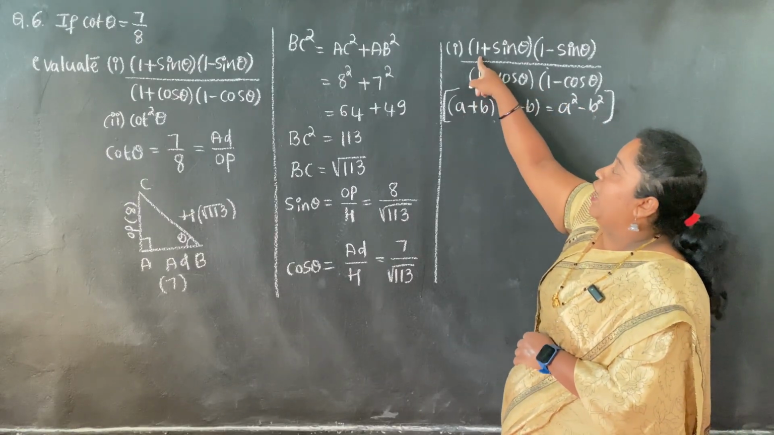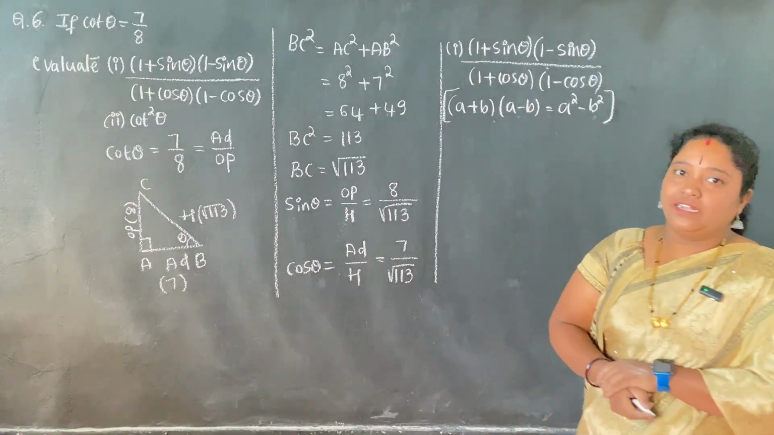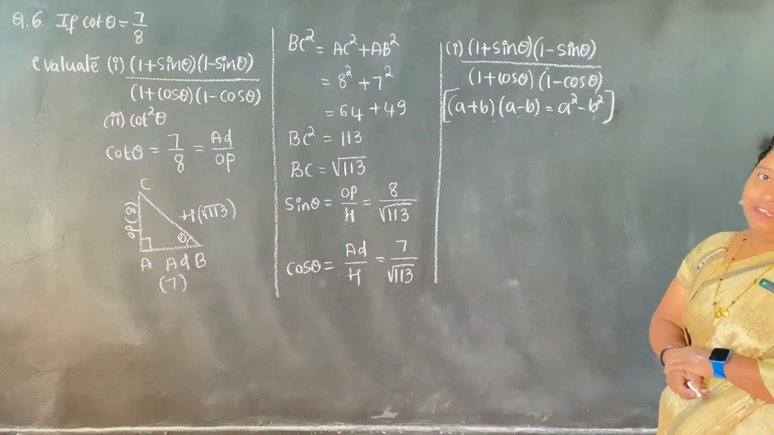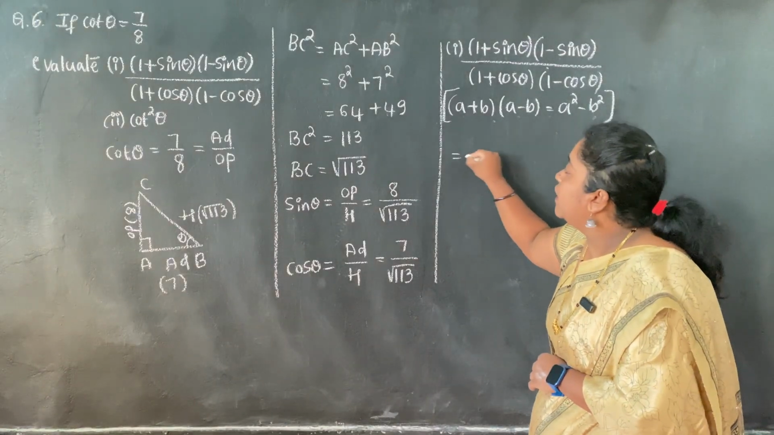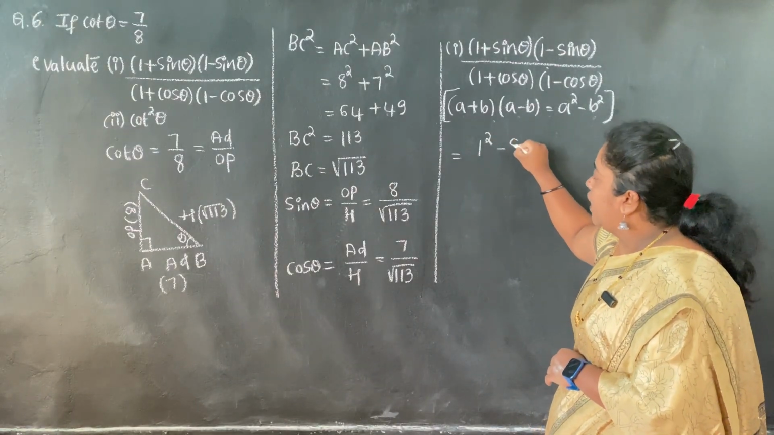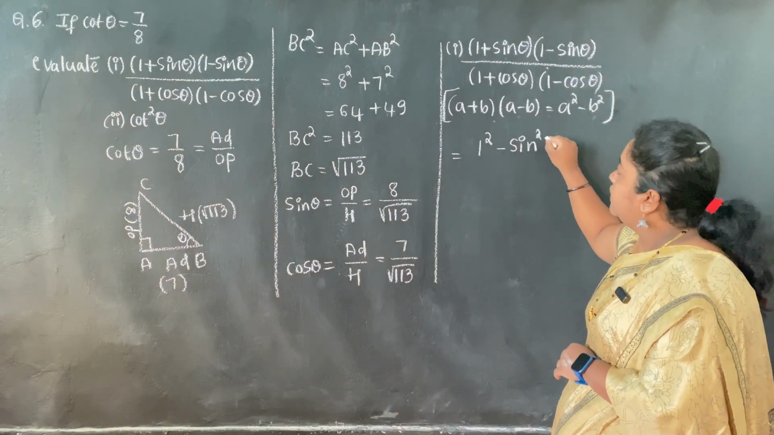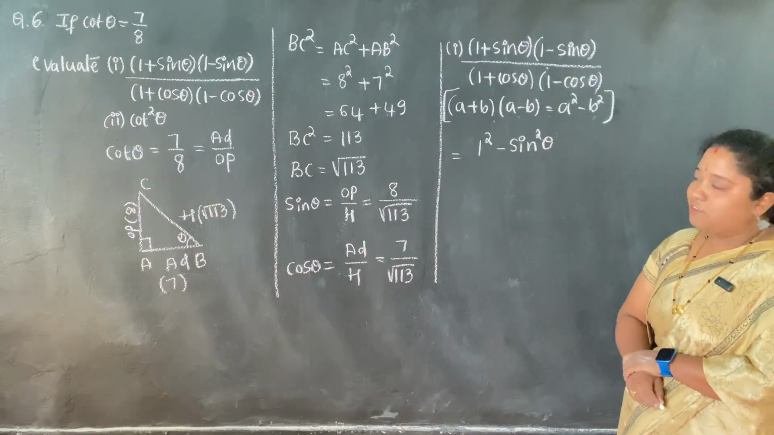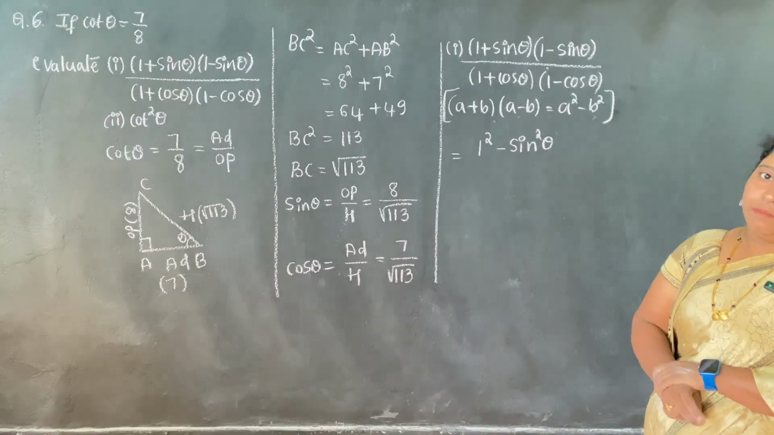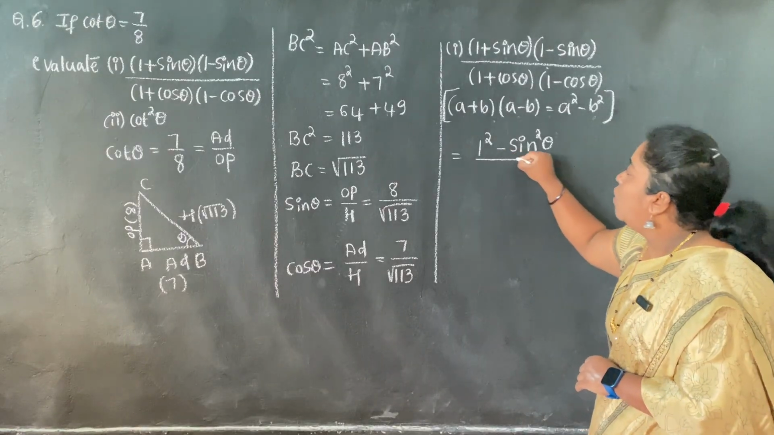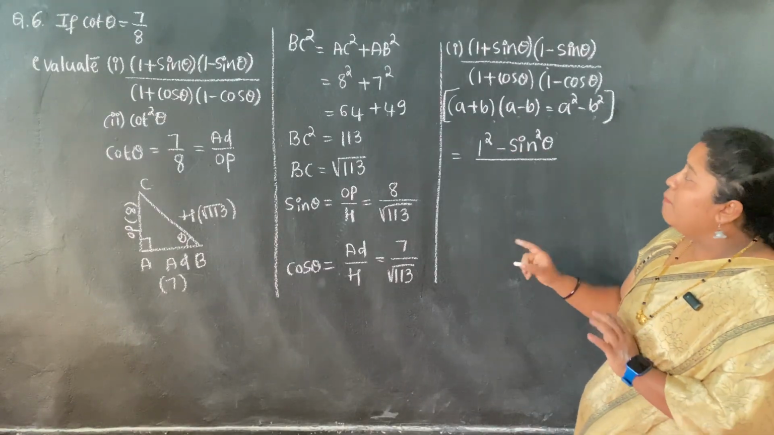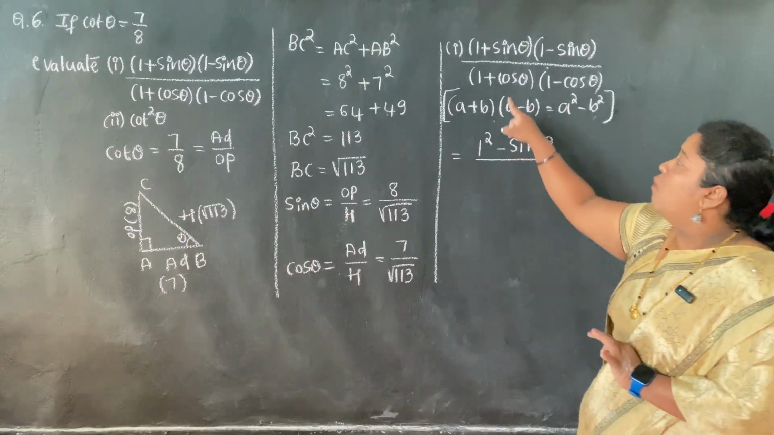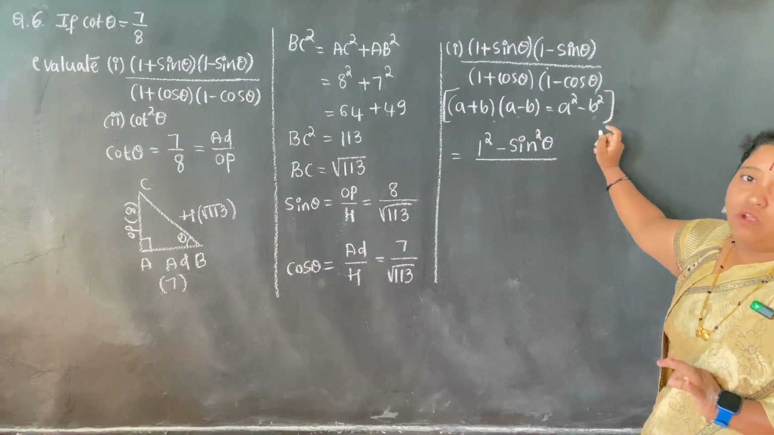In place of a I have 1, in place of b I have sine theta. So a square minus b square, what should I write? Yes, 1 square minus sine square theta. Okay, a square minus b square, 1 square minus sine square theta, whole divided by, in the denominator also, just assume 1 plus cos theta into 1 minus cos theta.